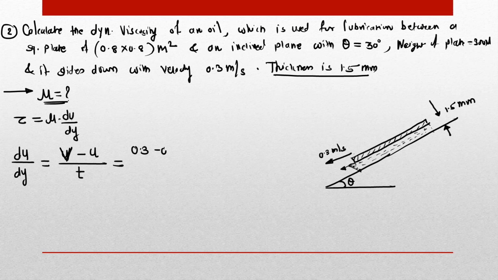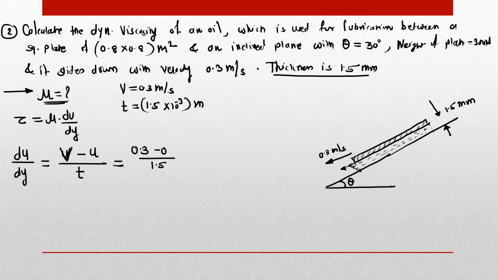So 0.3 upon thickness is 1.5. This is millimeter, and 0.3 is meter per second. So here v is 0.3 meter per second. Thickness p is equal to 1.5 millimeter, so it is 10 to the power minus 3 meter. So put all these parameters in the SI unit.